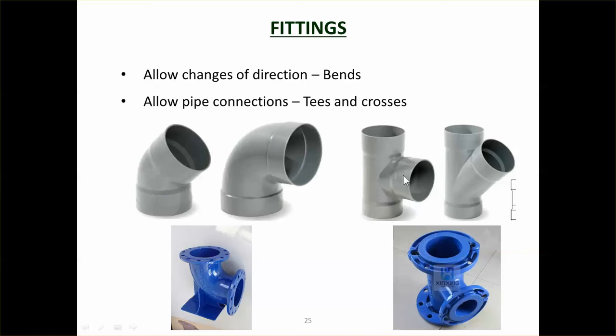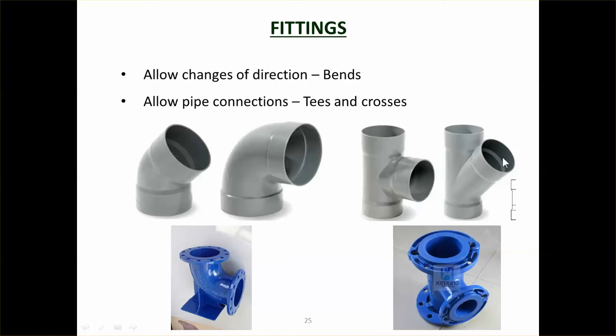T's are for connecting pipes into pipes. So for example, you've got a 90 degree connection here for when one pipe's coming in there to connect to another pipe going that way, and that's what this cast iron one is as well. So one pipe's going this way and one pipe's connecting into it. And then there's the 45 degree ones as well.